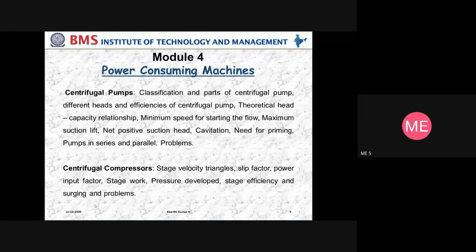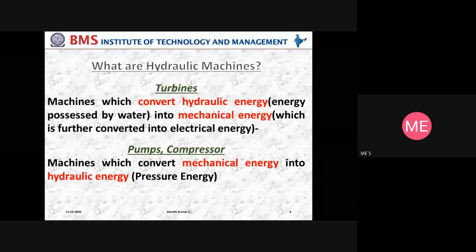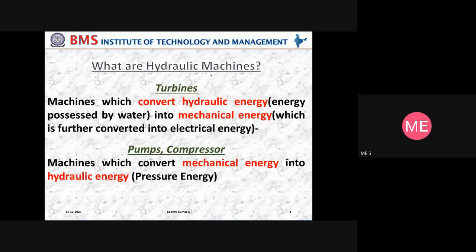And then the centrifugal compressor is also a power consuming machine, but the working fluid is air. That is the only difference between these two chapters. Okay. Again, this slide I have shown in that hydraulic turbine chapter also. Again, I'll repeat this. What do you mean by hydraulic machine? Hydraulic machines means which convert hydraulic energy into mechanical energy or mechanical to hydraulic energy. That is considered as hydraulic machines.